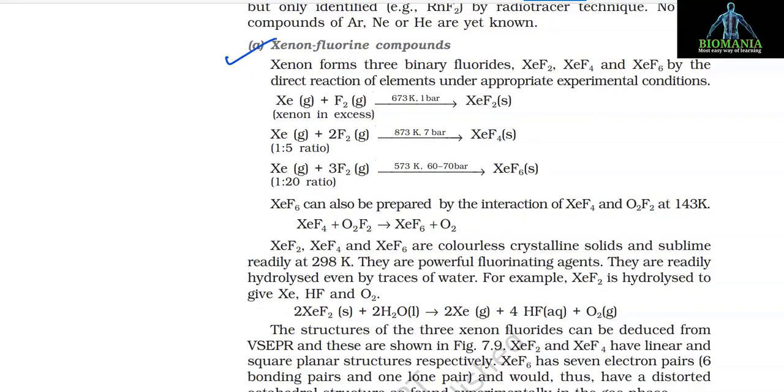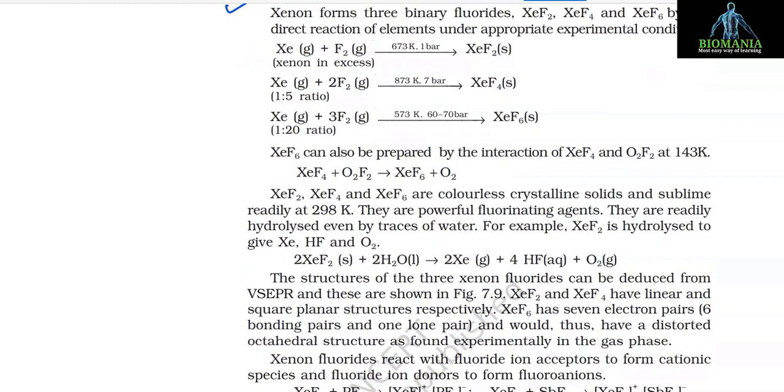A. Xenon fluorine compounds. Xenon forms 3 binary fluorides XeF2, XeF4 and XeF6 by the direct reaction of elements under appropriate experimental conditions. Xe plus F2 at 673 K and 1 bar pressure gives out XeF2. Xe plus 2F2 at 873 K, 7 bar gives out XeF4, and Xe plus 3F2 at 573 K and 60 to 70 bar gives out XeF6.